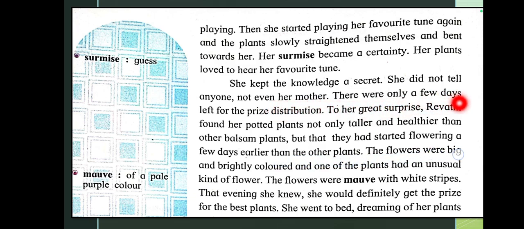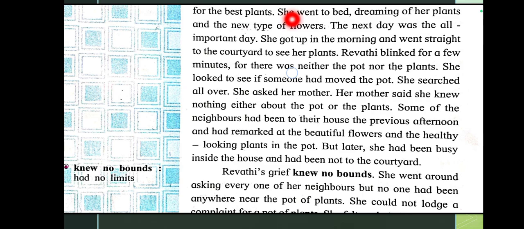There were only a few days left for the prize distribution. To her great surprise, Revathi found her potted plants not only taller and healthier than other balsam plants, but that they had started flowering a few days earlier than the other plants. The flowers were big and brightly colored, and one of the plants had an unusual kind of flower. The flowers were mauve with white streaks. That evening, she knew she would definitely get the prize for the best plants. She went to bed dreaming of her plants and the new type of flowers.